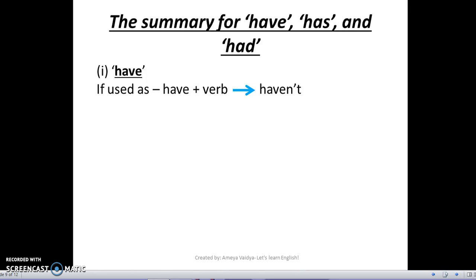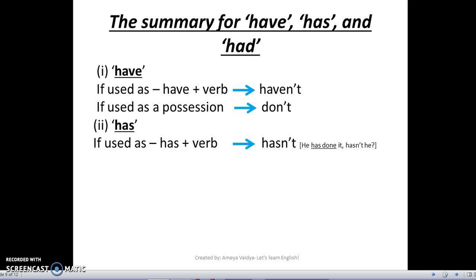We've seen this now. For have, if it is have plus verb, then you simply change it to haven't. But if have is used as a possession, then you change it to don't. Okay. Now what is it for has? If has is used as has plus verb as an auxiliary, you simply change it to hasn't. Let's take an example. You see alongside this is example. He has done it. Done. He has done it. Has plus verb. He has done it. Hasn't he?